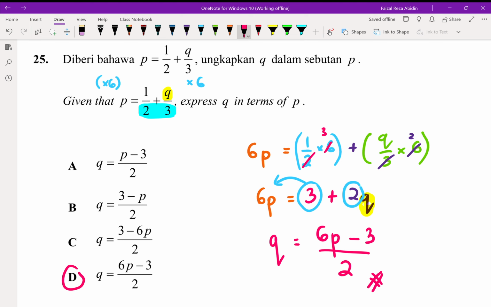Can class? If you are going to make that one same, also can lah. 2 times 3, 3 times 2, same. Boleh juga sebab dia pecahan kan yang tu sebelah kanan tu. Next, can I proceed? Can?